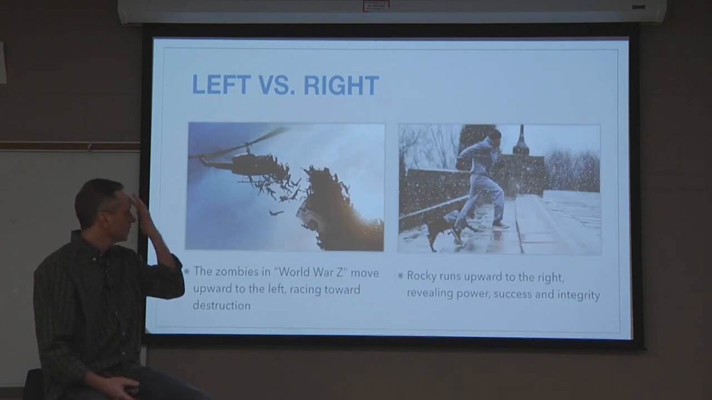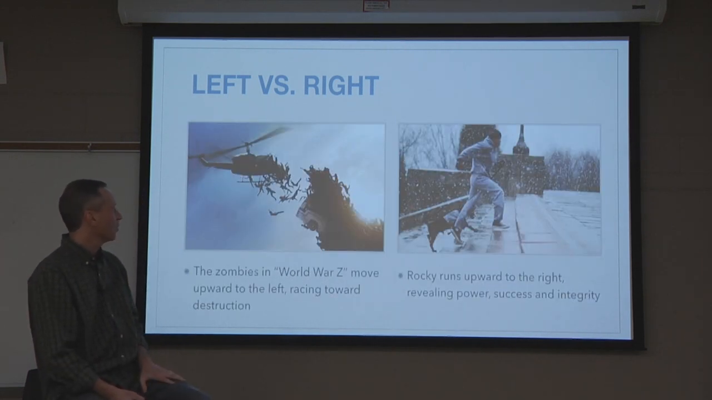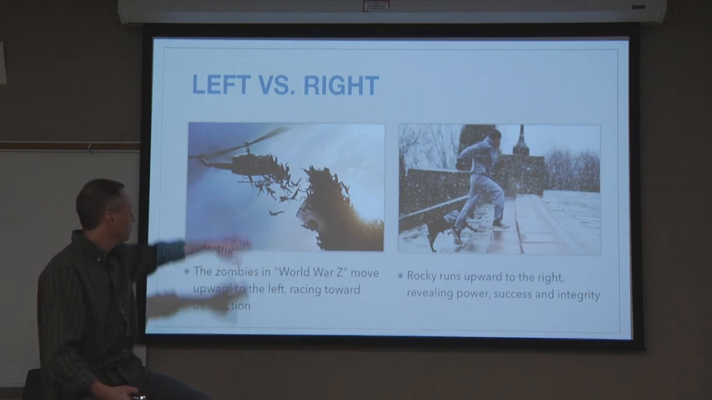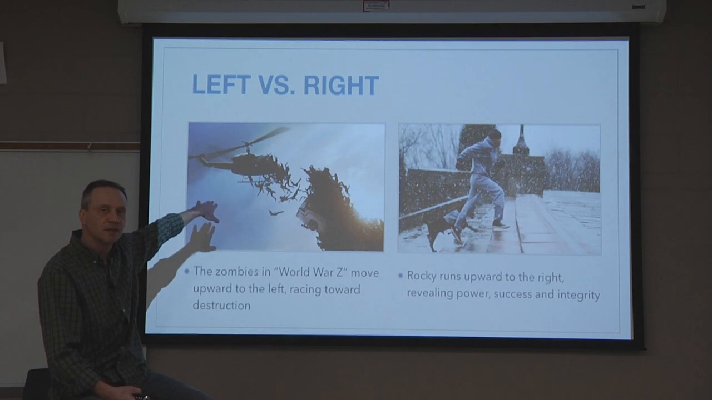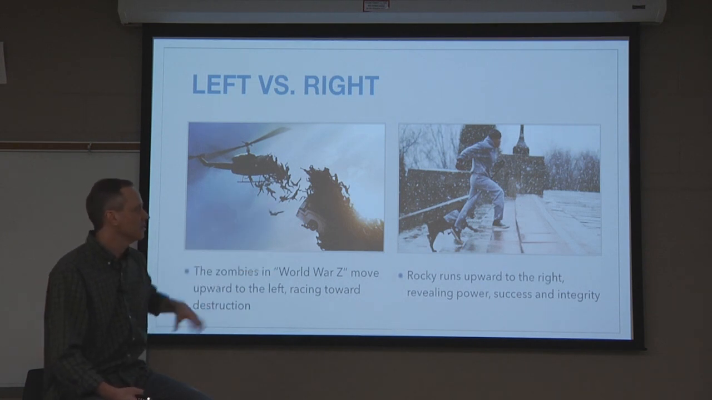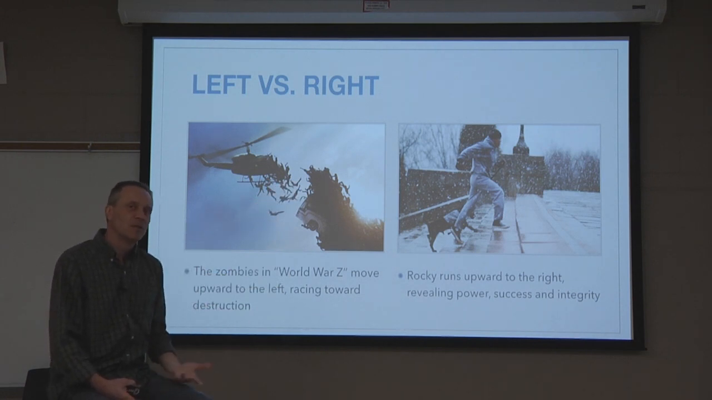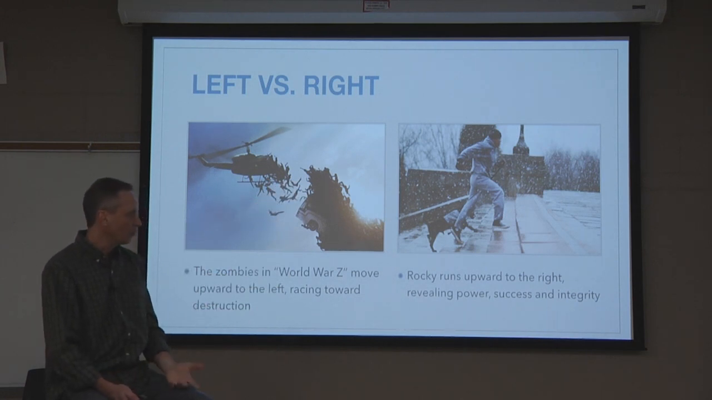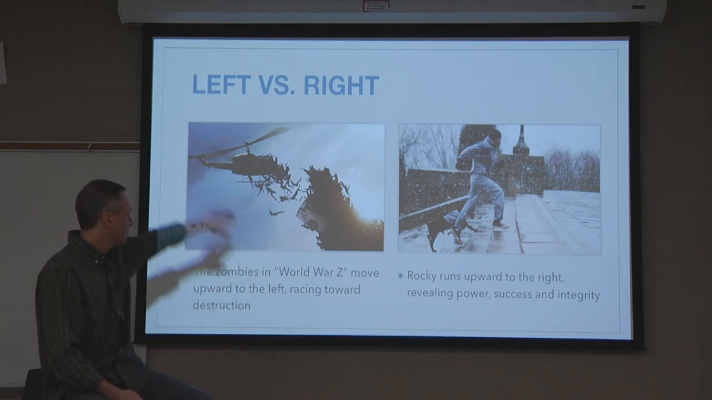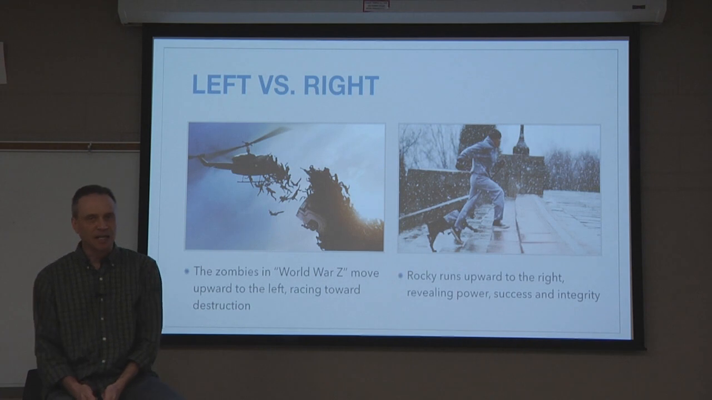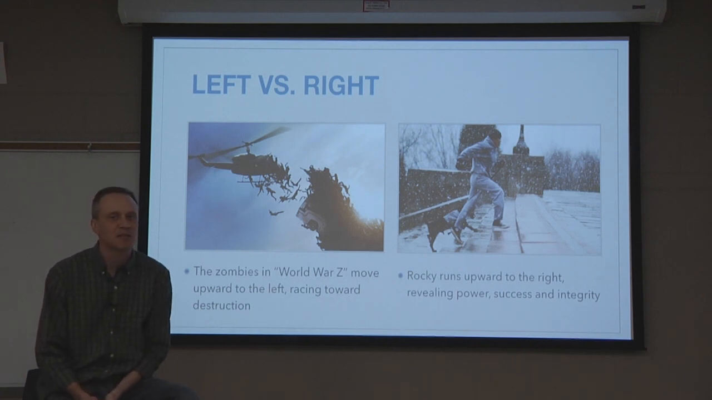Some other examples, you see this shot here from World War Z, and you see how the zombies are going in that upward to the left movement, whereas in Rocky, he's going upward to the right, and that's got that more powerful, heroic kind of movement to it, as opposed to this destructive movement. It's just something interesting to look at. It's not something that I think has to be applied to every shot of your film, but it might be something to consider.